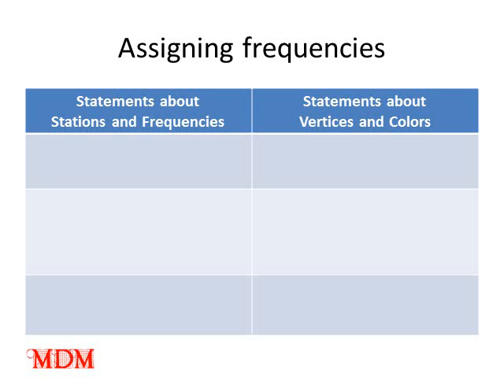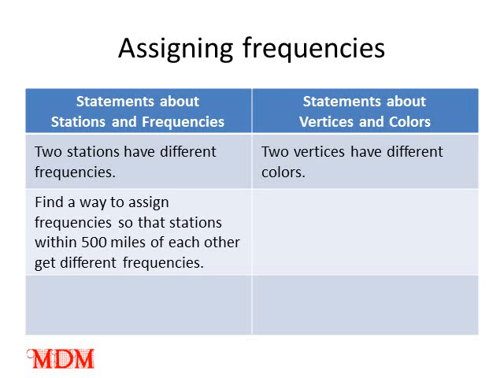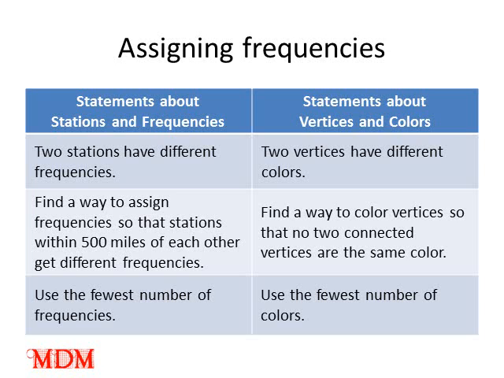Let's look at some statements in this table about stations and frequencies, and statements about vertices and colors. As we see a statement about stations and frequencies, we're going to transform that into a statement about vertices and colors. Two stations have different frequencies means that two vertices have different colors. Find a way to assign frequencies so that stations within 500 miles of each other get different frequencies translates into find a way to color vertices so that no two connected vertices are the same color. Use the fewest number of frequencies translates into use the fewest number of colors.